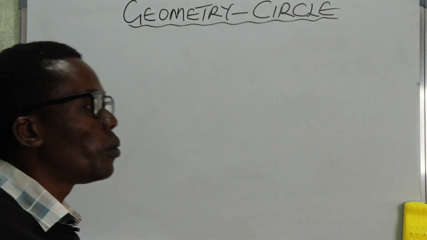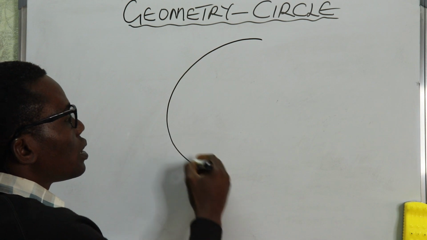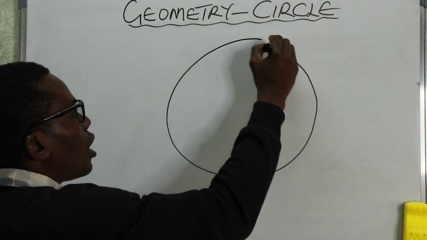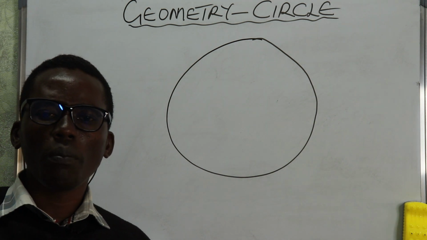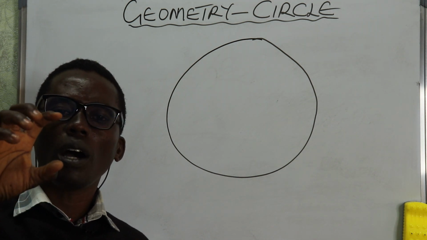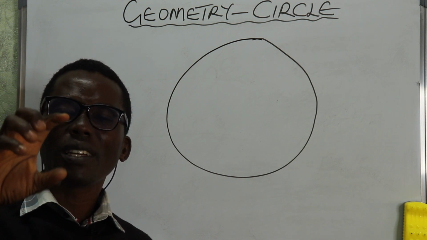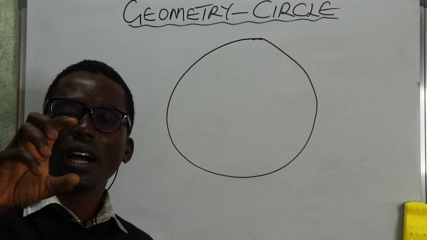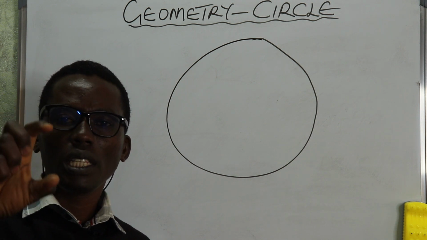A circle is the path of a moving point on a plane. So when we talk about a circle, we talk about a locus, or the path of a moving point on a plane with a constant distance from a fixed point O in that plane.